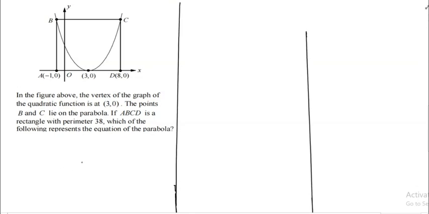Alright, let's look at this problem. In the figure above, the vertex of the graph of the quadratic function is at (3, 0). The points B and C lie on the parabola. If ABCD is a rectangle with perimeter 38, which of the following represents the equation of the parabola?